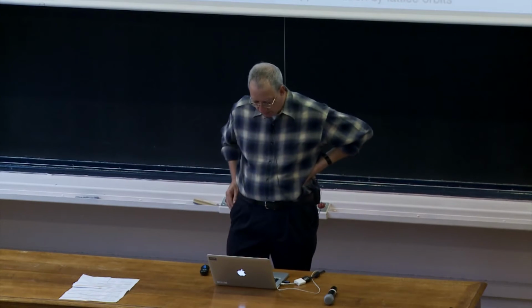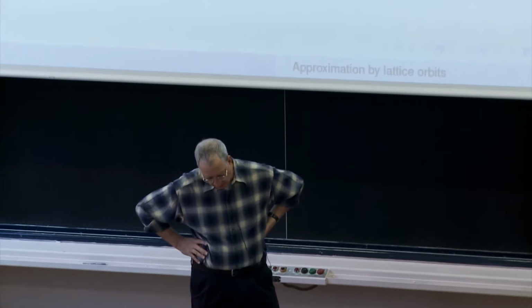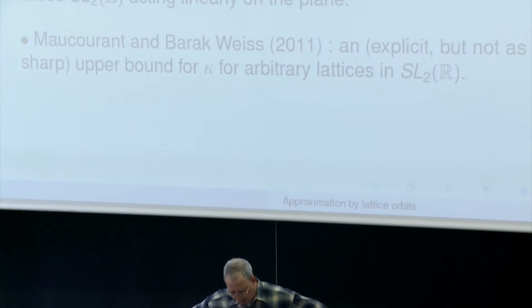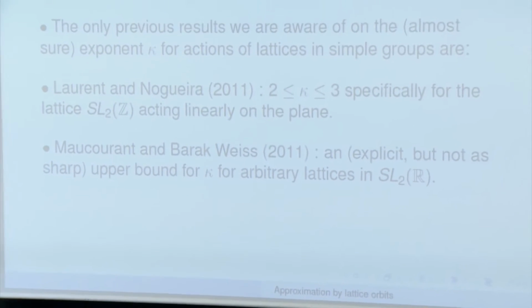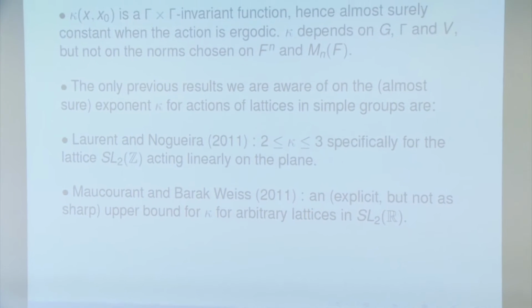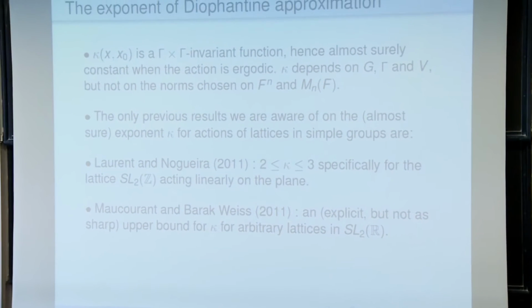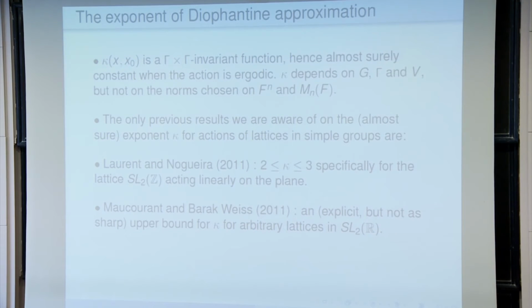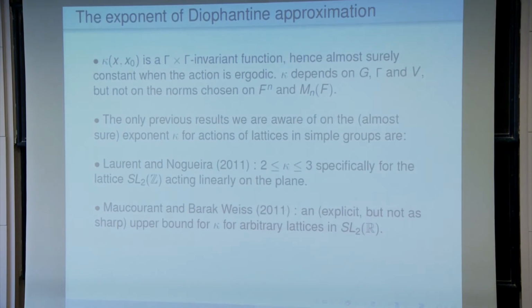And there is a result by Mozes and Barak Weiss, who give an explicit but not as sharp upper bound for kappa, but they consider arbitrary lattices in SL2R. For which action is that? This is the linear action. The linear action. Yes, it'll become clear why I emphasize this point.